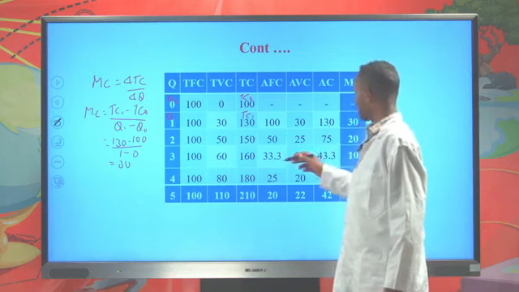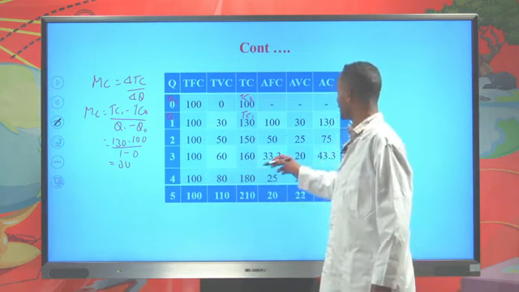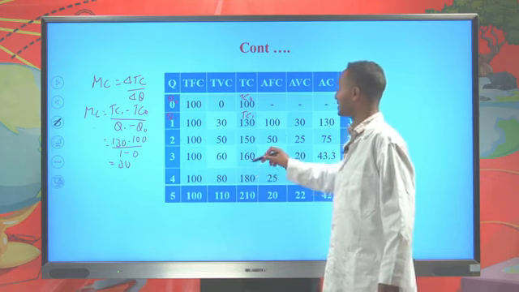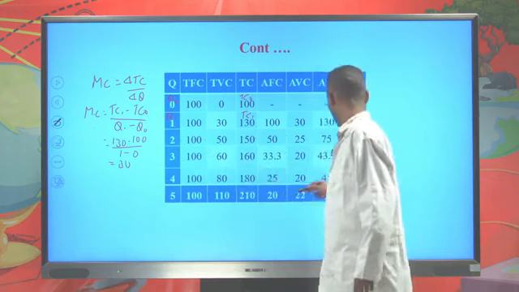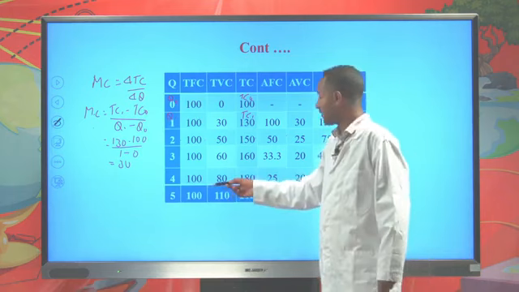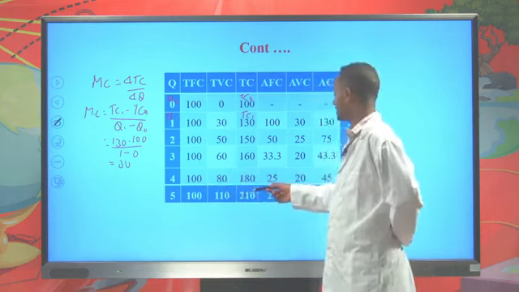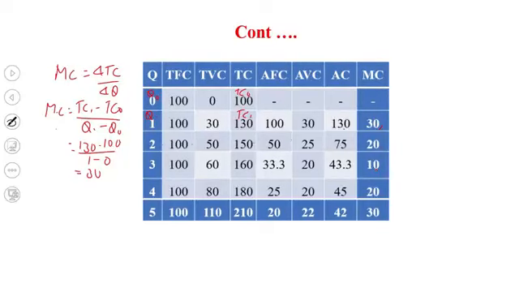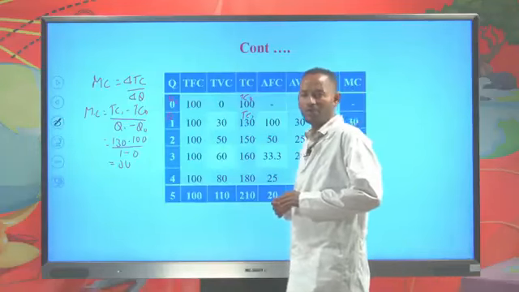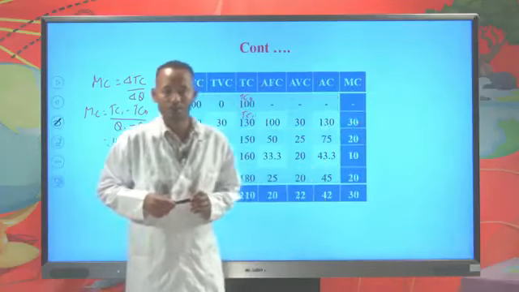And the marginal cost of producing the fourth is the change in TC, which is 180 minus 160 divided by 4 minus 3, which is 20. And finally, the marginal cost of producing 5 units of a commodity is 210 minus 180 divided by 5 minus 4, which is 30. But there is another way of calculating the marginal cost of production.